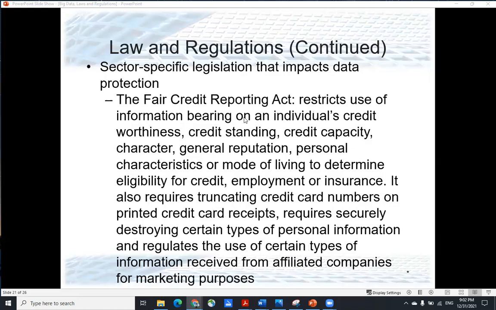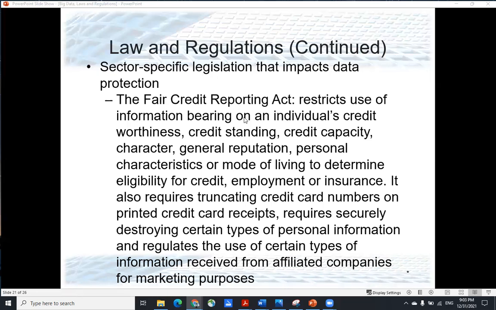And there's another federal law called the Fair Credit Reporting Act. This restricts the use of information bearing on an individual's credit worthiness, credit standing, credit capacity, character, general reputation, personal characteristics, or mode of living to determine eligibility for credit, employment, or insurance. It also requires truncating credit card numbers on printed credit card receipts, requires securely destroying certain types of personal information, and it also regulates the use of certain types of information received from affiliated companies for marketing purposes.